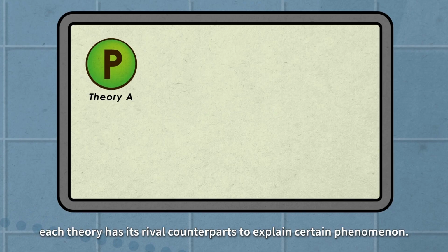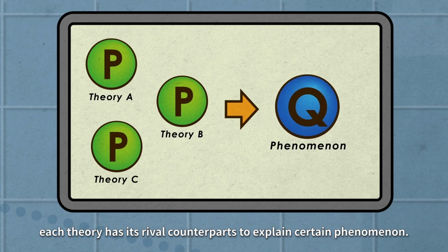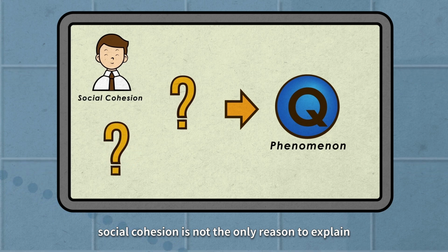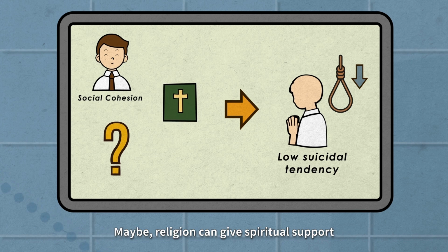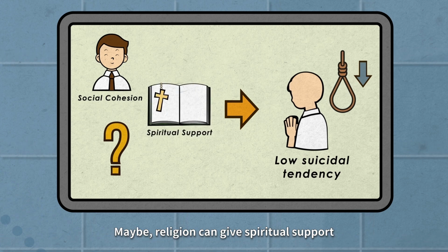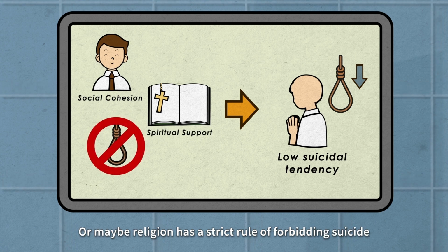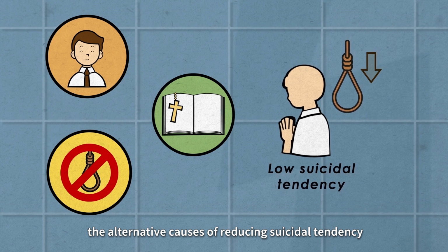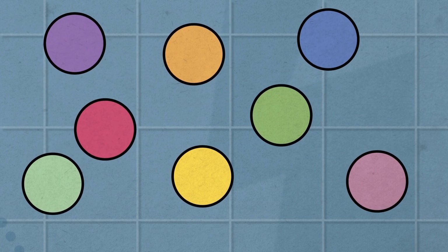As we know, each theory has its rival counterparts to explain certain phenomena. For example, social cohesion is not the only reason to explain religious people having lower suicidal tendency. Maybe religion can give spiritual support that reduces suicidal tendency. Or maybe religion has a strict rule of forbidding suicide. The alternative causes of reducing suicidal tendency are many, and we don't know how many.